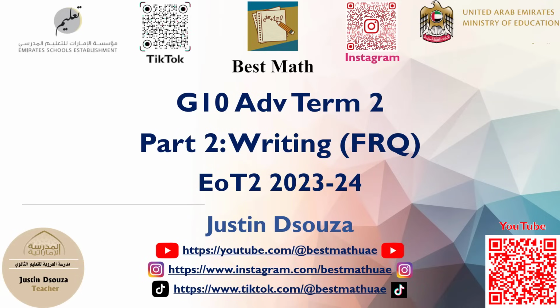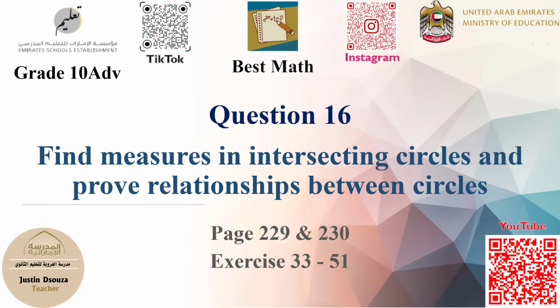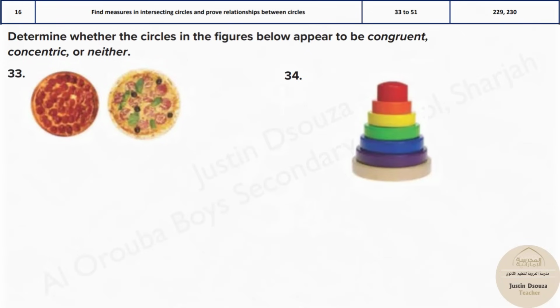We begin with part 2. This is the writing part in the exam scheme. Question 16 is to prove relationships of circles, and we have to find the circumference and some other interesting things to do.